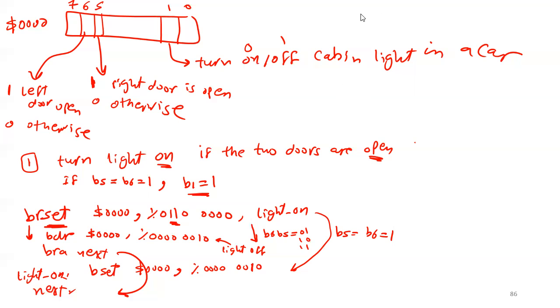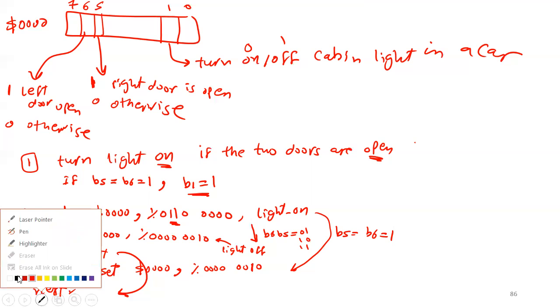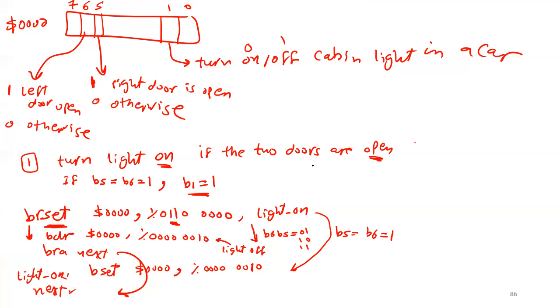In the first example, I want to turn the cabin light on if the 2 doors are open. Otherwise, turn it off. You got what I'm saying? This maybe doesn't make sense, because usually if 1 door is open the light turns on, but I want to program it this way for some reason, just to practice. So the only way to turn the light on is that both doors have to be open. Is that okay? Otherwise, turn it off.